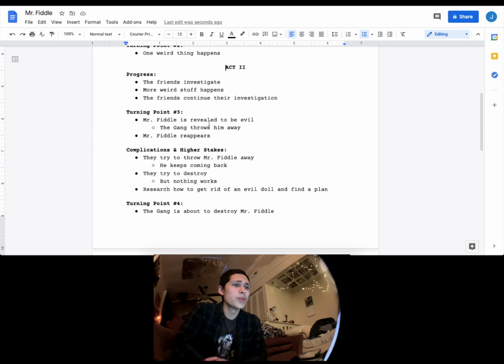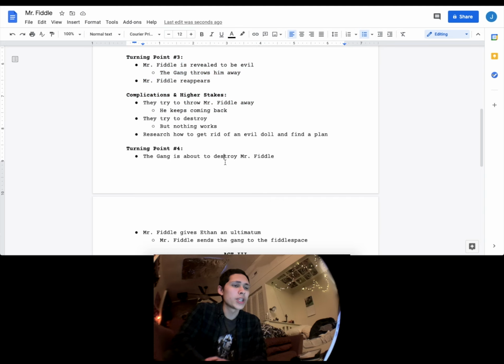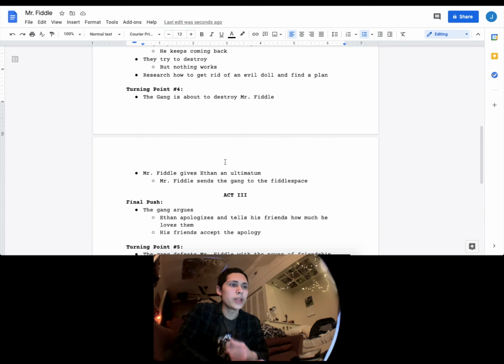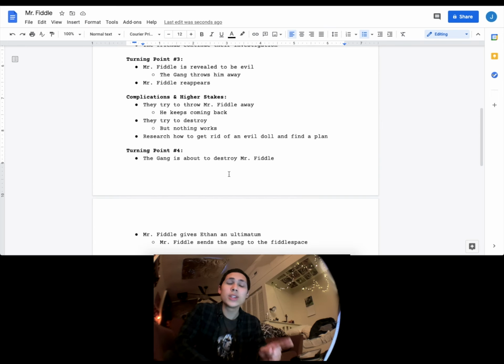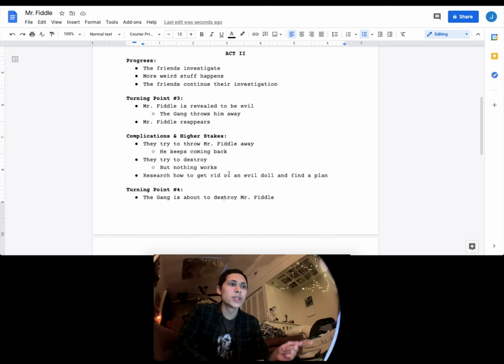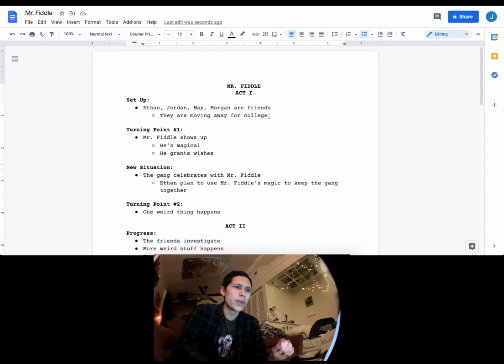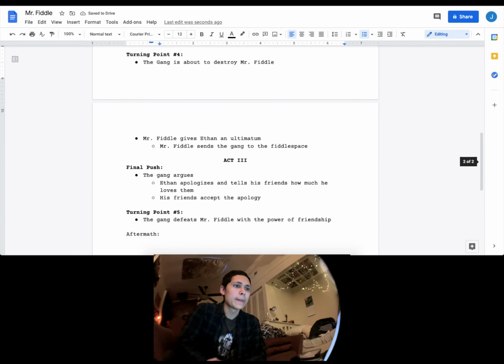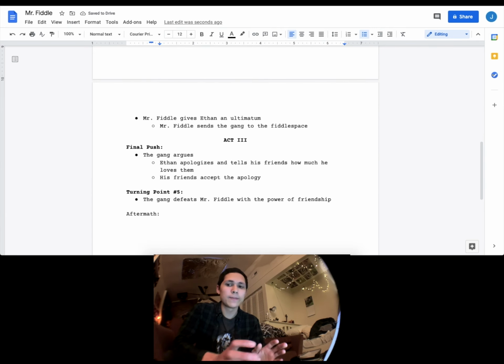And so the through line through all this, which is not written in here. Sometimes I do, sometimes I don't with little plot threads like this, but I know that throughout all of this, Ethan's not going to be totally on board with getting rid of Mr. Fiddle, because he knows that once they get rid of him, there are magical attempts to keep everyone together. And maybe it's not even for college. Maybe they're just moving away. Maybe one of them is moving away. We don't know. They're magical attempts.